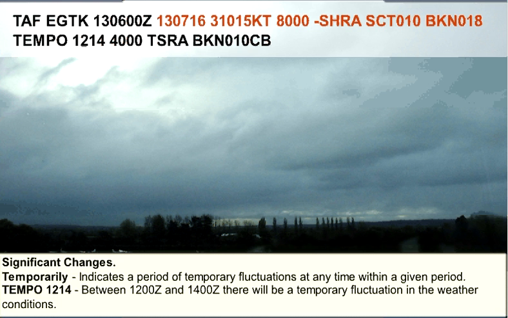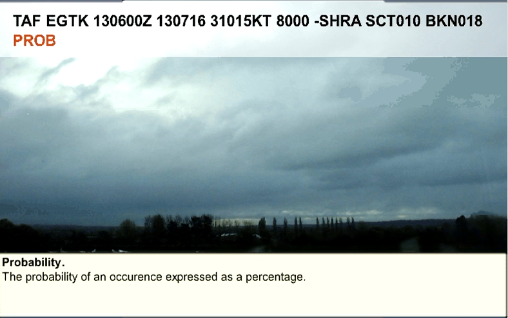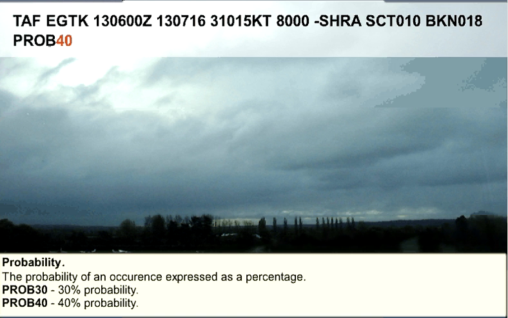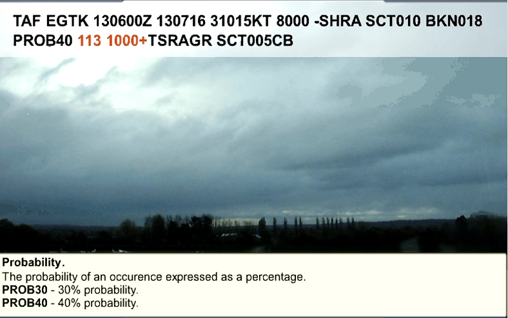A probability indication can be used to assess the likelihood of occurrence and is shown by the code PROB. This is expressed as a percentage of either 30%, which is considered low probability, or 40%, which is a high probability. Probability can be followed by a time group, as shown here, or by an indicator, such as BECMG or TEMPO.